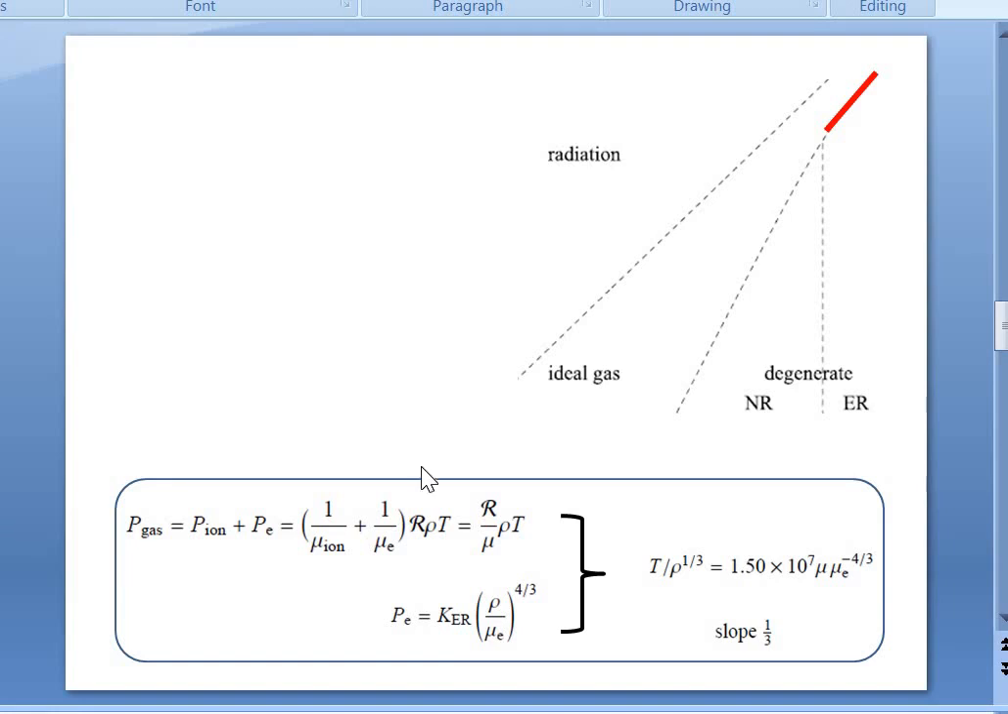Okay, transition regions. Any questions? Okay, so now let me talk about ionization.